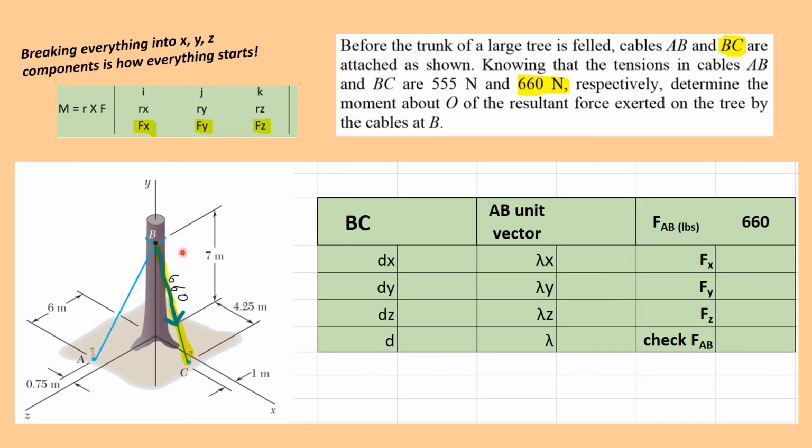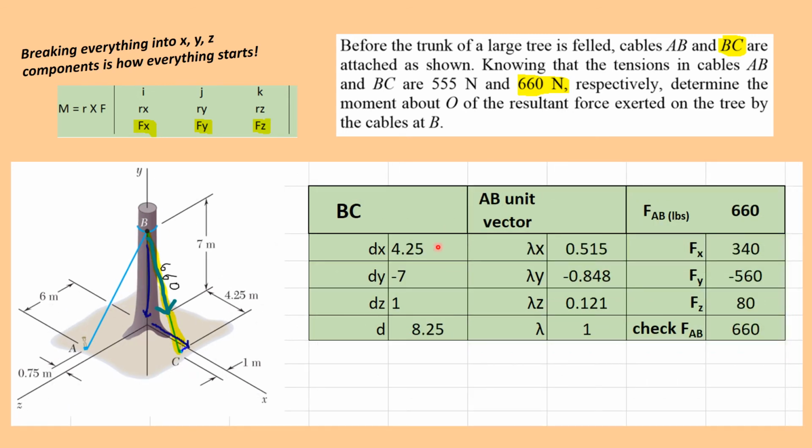Same thing for the next cable, BC. This is where it's nice to set it up in Excel because you can just copy and paste those same tables around, fill out a couple different numbers. X direction, we're coming forward, 4.25 in the X direction. Y, it's the same tree trunk, we're coming down 7. DZ, there's our Z component, so we're coming out 1 meter. There's our cable distance, here's our unit vector, and we can split this force into X, Y, Z components.